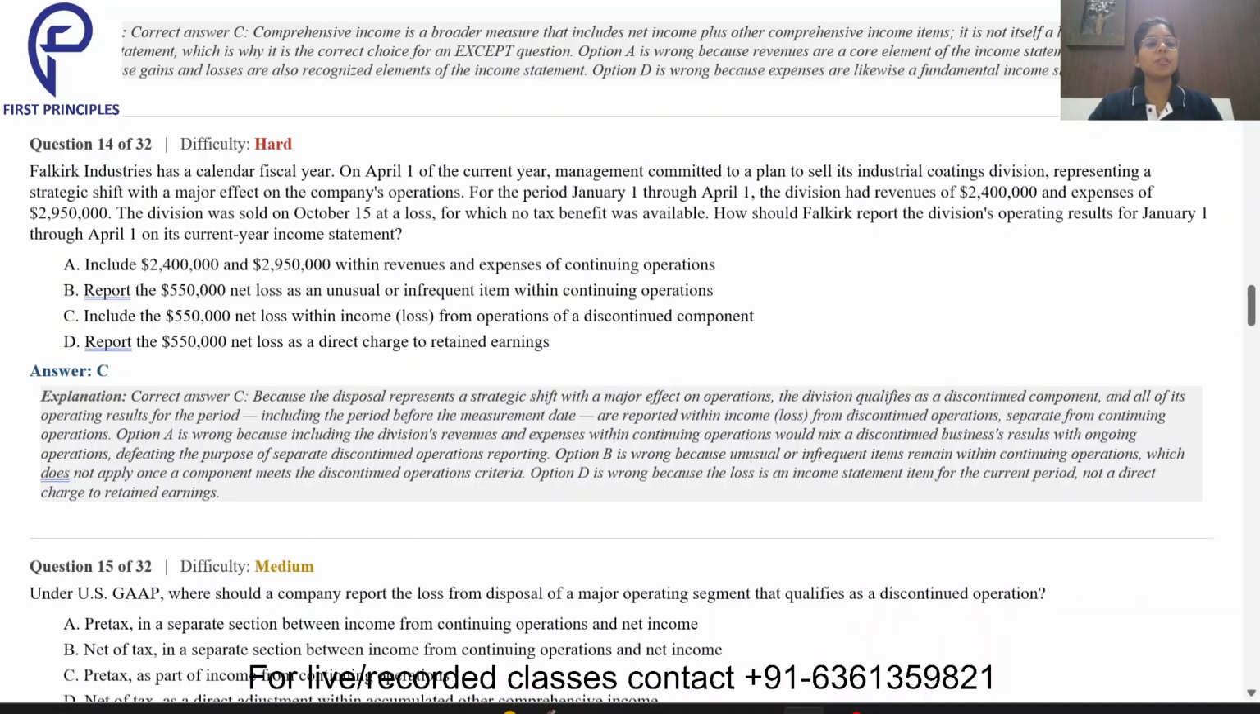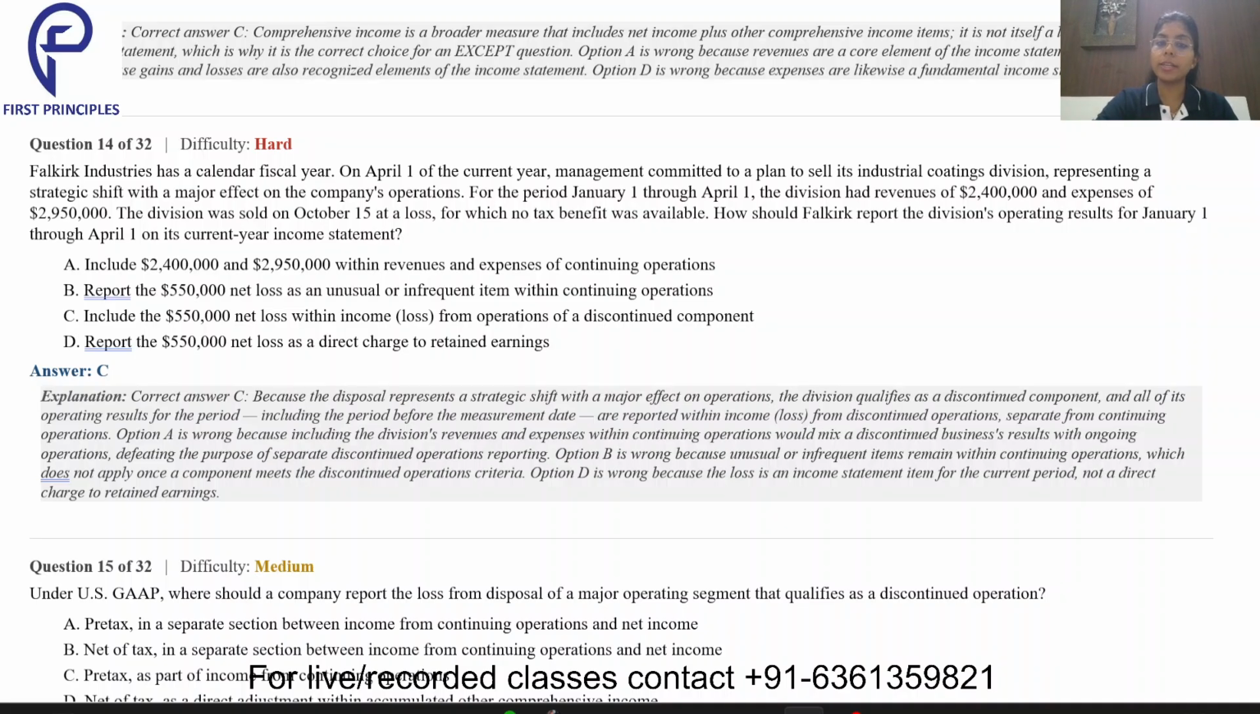Okay, coming to question number 14. Question number 14 is about Falkirk Industries, which has a calendar fiscal year. What does that mean? It means its fiscal year and financial year are one and the same thing. It starts on 1st January and ends on 31st December. So 1st January to 31st December is the fiscal year.